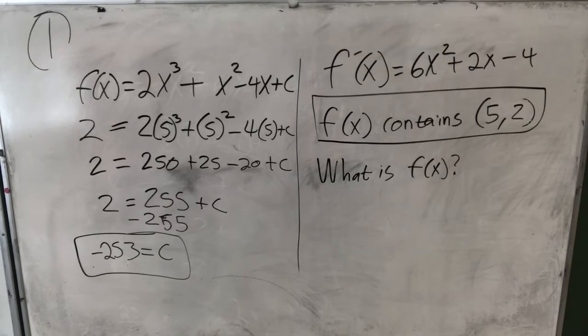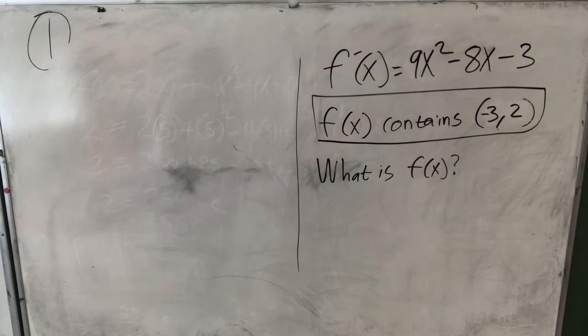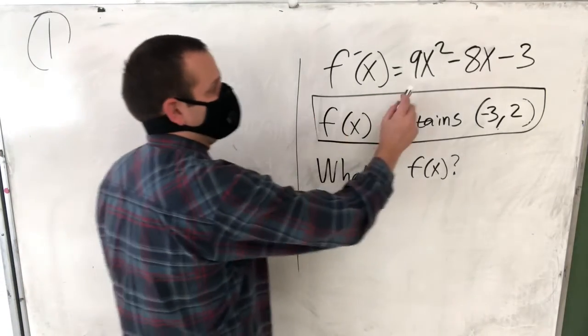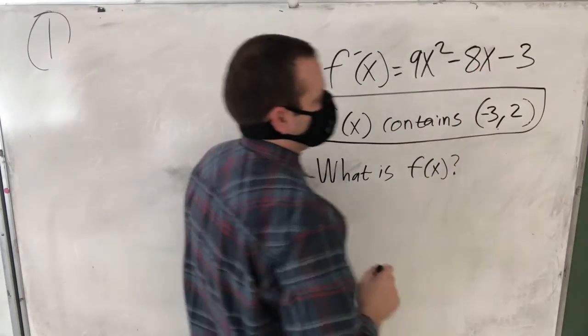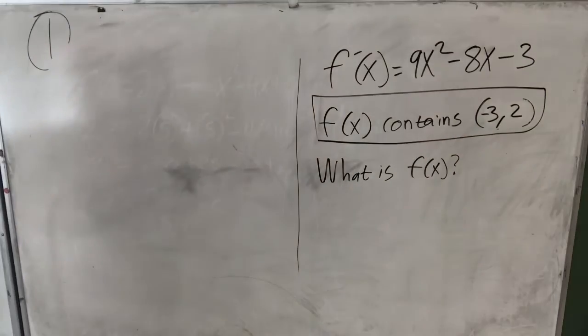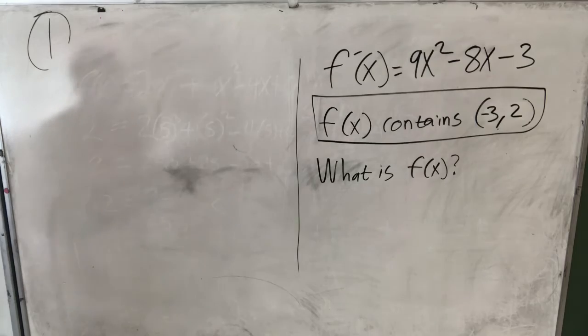I want you to try this next one on your own. Here you go. I want you to find the initial value for the equation where the derivative is 9x squared minus 8x minus 3, and the equation contains the point negative 3, 2. What is that equation? Pause the video, give it a try.